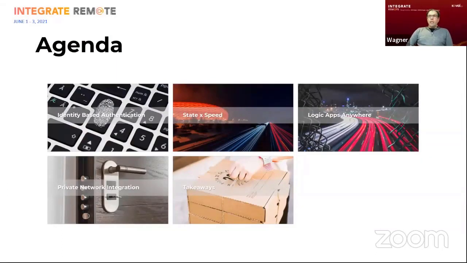So on the agenda, we're going to be talking a little bit about identity-based authentication, which we didn't have a good story for before. We're going to talk about making a decision between having your state available all the time and trading that for more speed. We're going to talk about Logic Apps Anywhere that you've been hearing a lot about lately. And we're going to talk about network integration, or private network integration. So let's start with the identity-based.